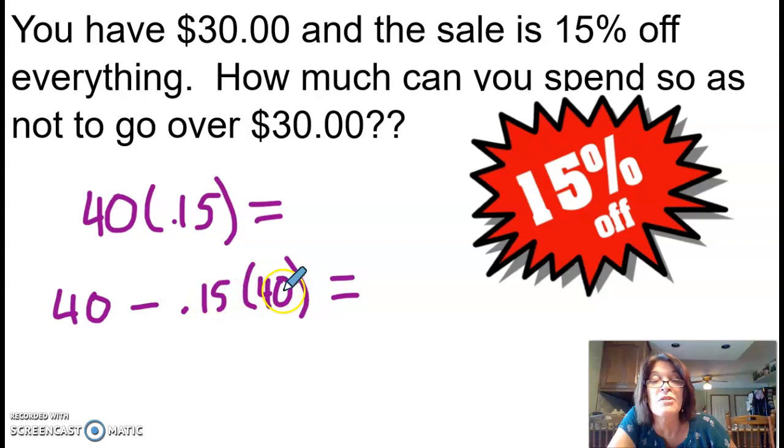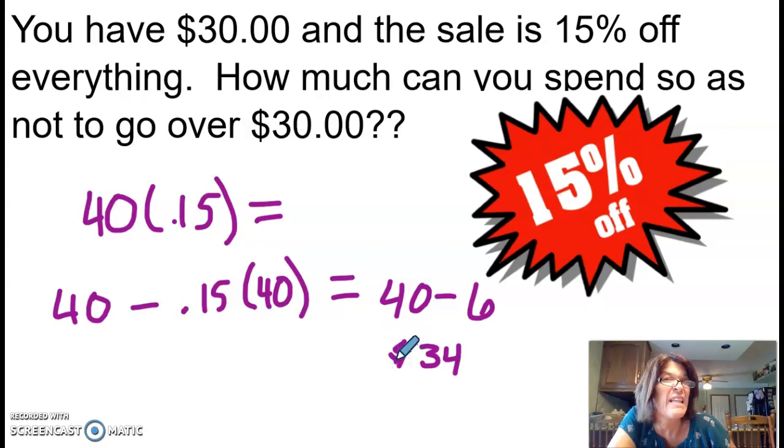Okay, so 15% of 40, what would that be? $6? 40 minus $6. This $40 item will cost me $34. So, oh, I can't buy that. Well, I don't want to keep doing this. I want to actually find out how much I can spend. So what I don't know is the $40.